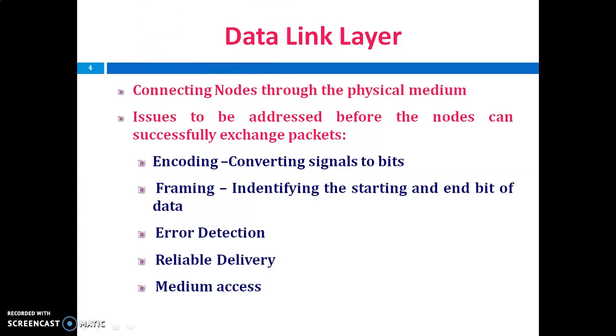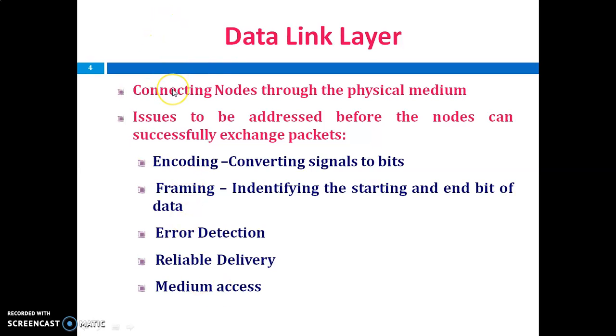So these are the two major objectives of the data link layer: first, connecting nodes through a physical medium, and second, addressing the issues before the nodes can successfully exchange packets. To address those problems, we have some basic techniques: encoding, framing, error detection, reliable delivery, and medium access. These are the major work of the data link layer. We covered these in Unit 1, and medium access is the part we are going to discuss in Unit 2.